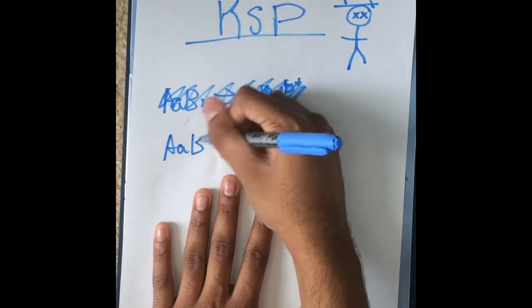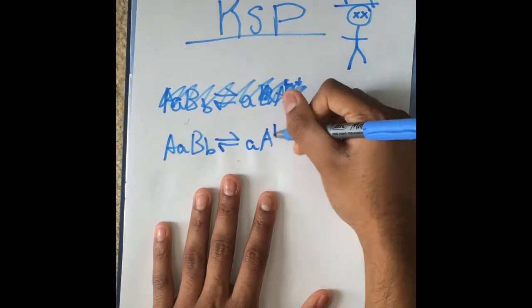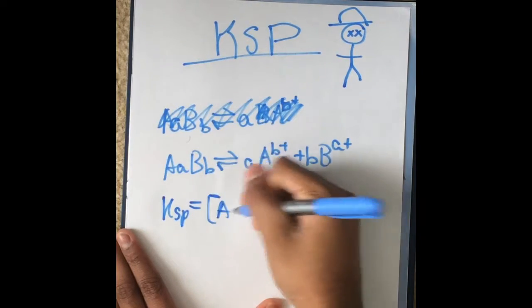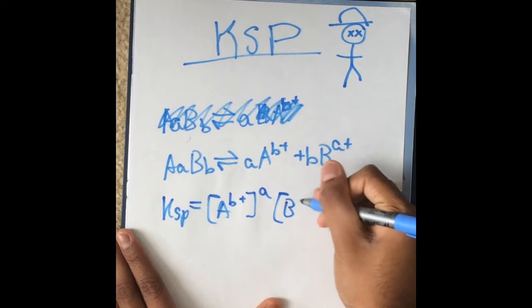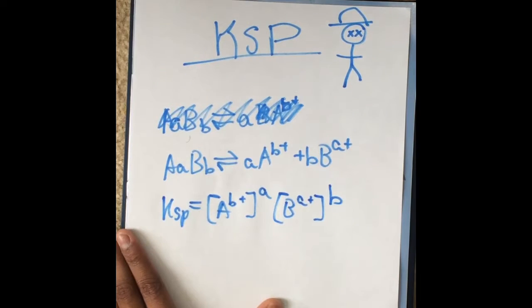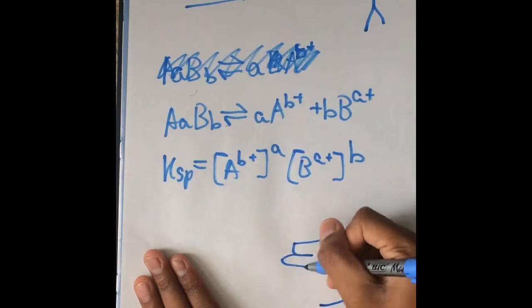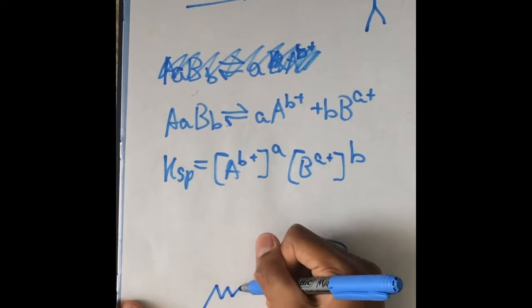Now let's move on to the mathematical expression. The expression for KSP is given here. What KSP tells us is how well a salt dissolves in water. Insoluble salts have a low KSP, while soluble salts have a high KSP. If you use this formula correctly, then you can destroy your next AP Chem test just like Bruce Lee.